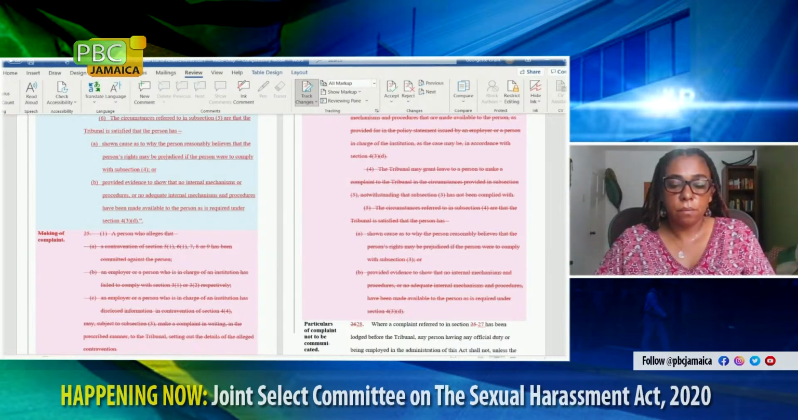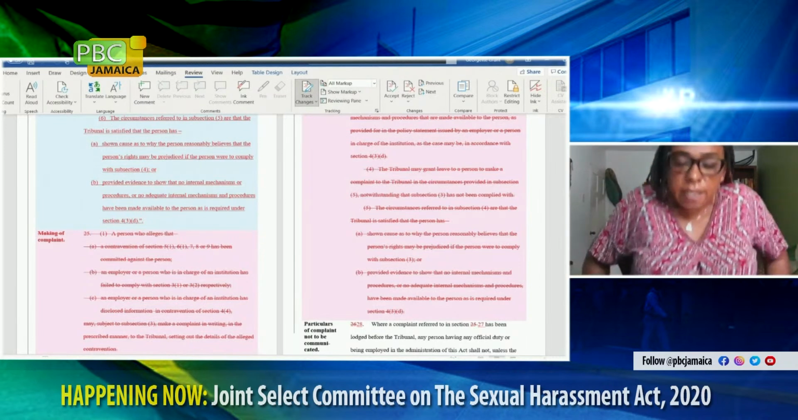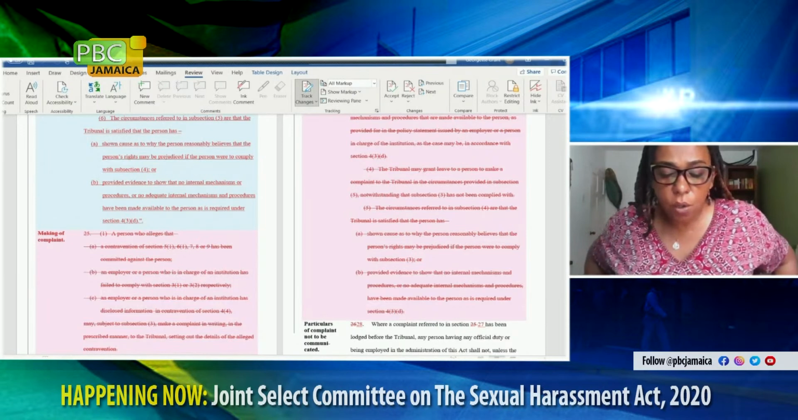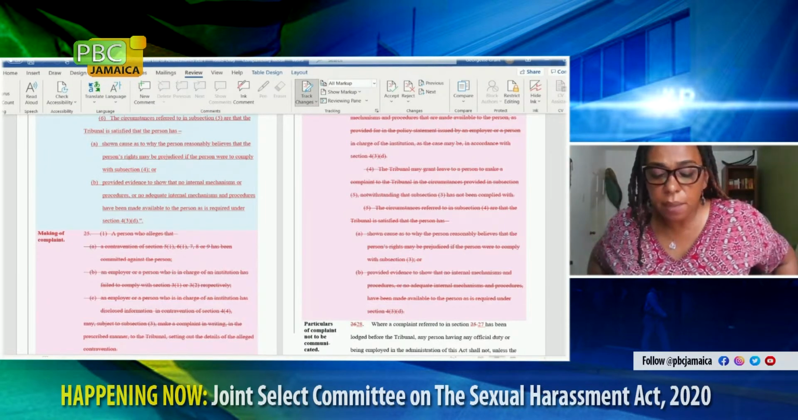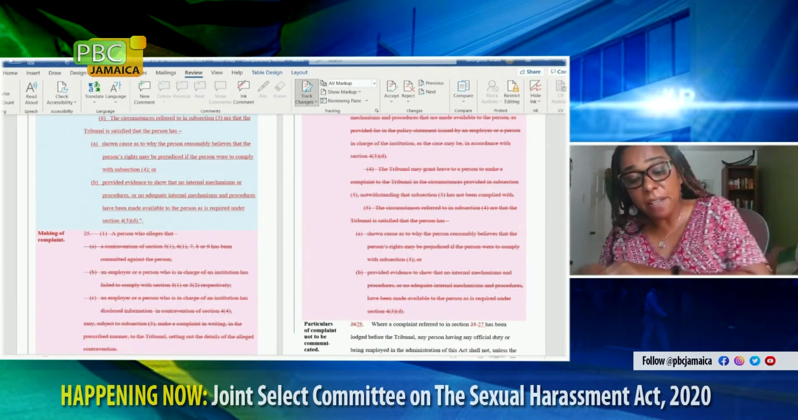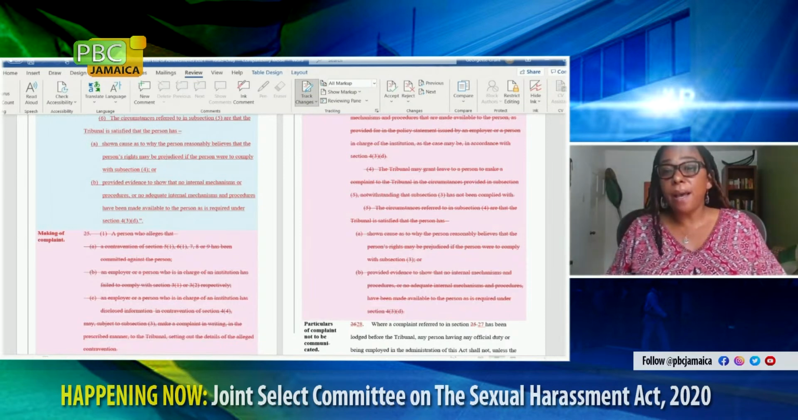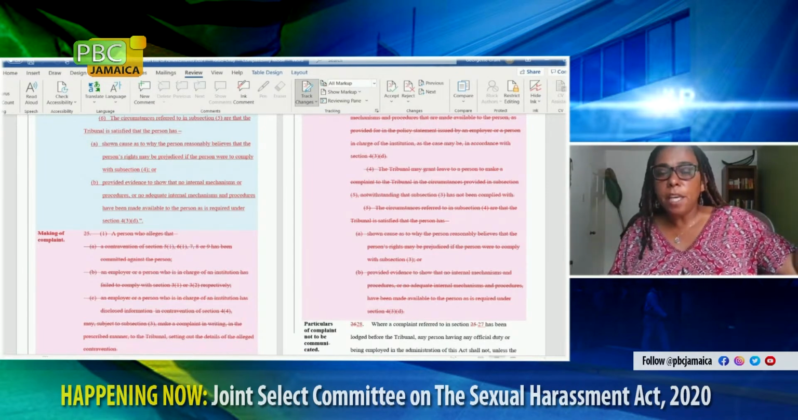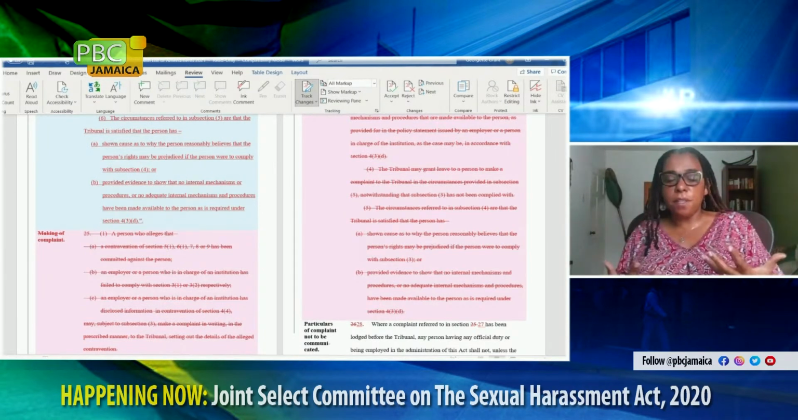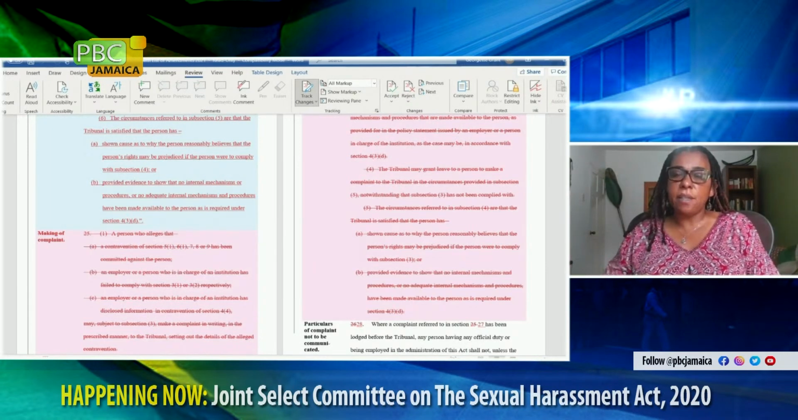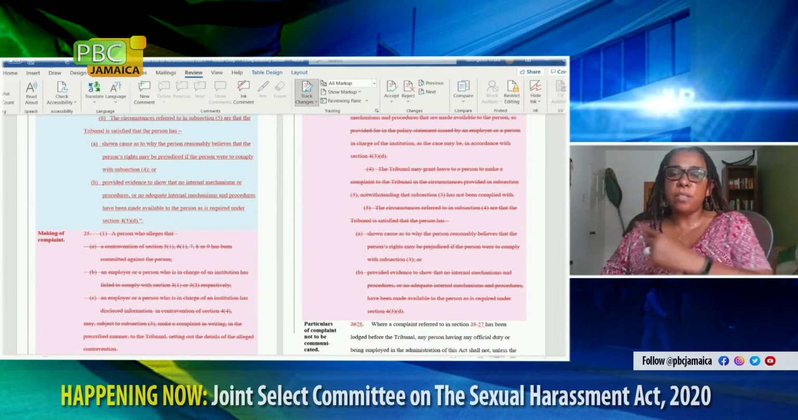Question, Mr. Chair. Yes. Subsection 4, which says, subject to subsection 5, a person shall, before making a complaint, exhaust the use of any internal mechanisms and procedures that are available to the person as provided for in the policy statement issued by an employer. I have a question there. It goes back to my earlier question from an earlier section. If the person who is accused is the employer, is the head of the institution, we spoke earlier and we said in that case, the person could go directly to the tribunal. What if in the policy statement issued by an employer, it states for them to do something differently rather than go straight to the tribunal?